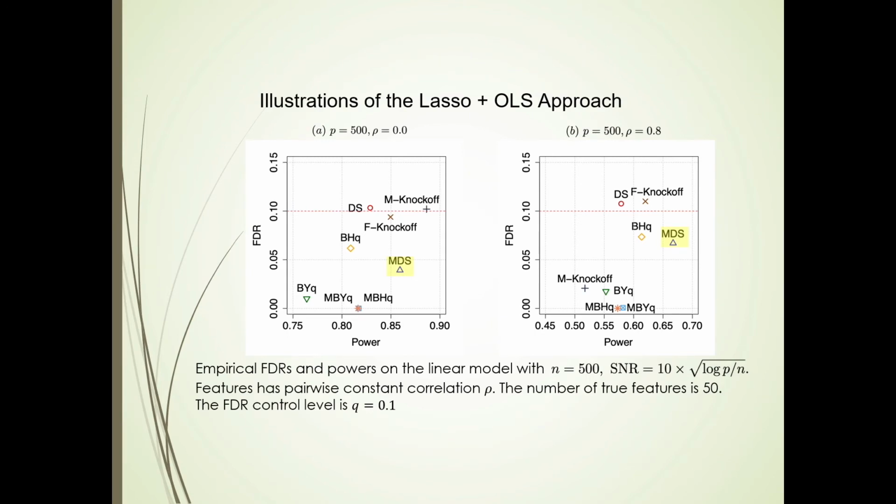This is the FDR control level, so the lower right corner will be better. The X direction is the power, and the Y direction is FDR control, where you want the FDR level to be low. You can see that in this case, where the correlation becomes large, 0.1, the MDS is getting lower FDR and also higher power. The next slide.